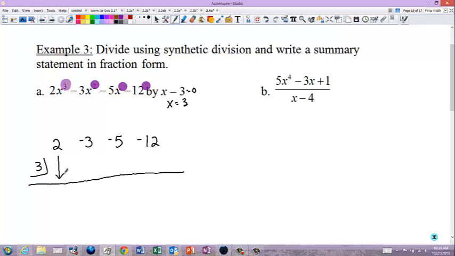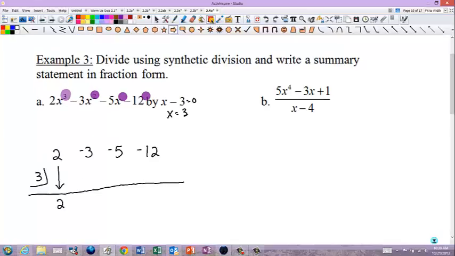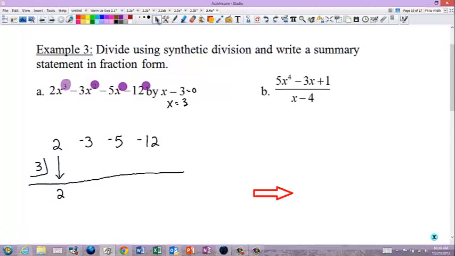You drop the first one. So it's 2. Then you multiply. Let me get my arrow. Somebody told me my pen doesn't always show up for whatever reason as I'm moving it around. So we'll just get an arrow. No big deal. You do 2 times 3, and that number goes here, 6. And then you add negative 3 plus 6, and that number is here, 3.